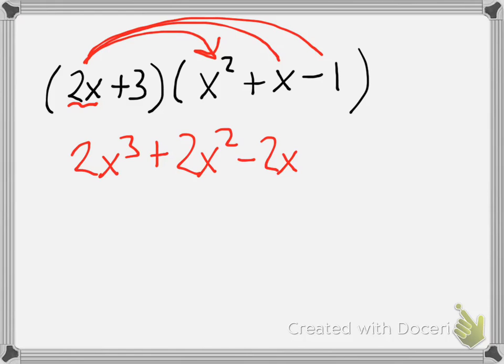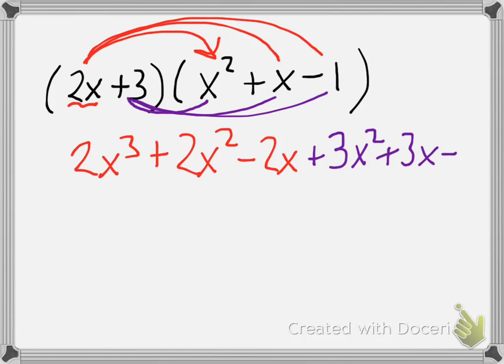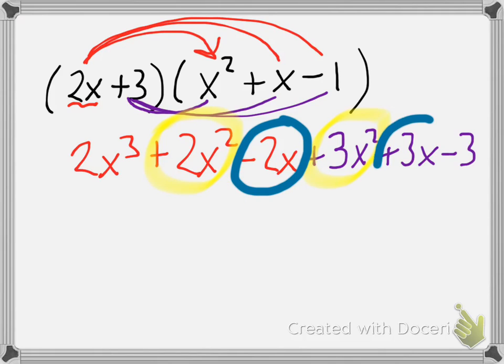Then I'm going to take the 3 and do the same thing. So 3 times x squared, should have written smaller, is 3x squared. 3 times x is 3x, and 3 times negative 1 is negative 3. Now I'm going to combine like terms. So I have a 2x squared here, and a 3x squared. And I have a negative 2x and a 3x.